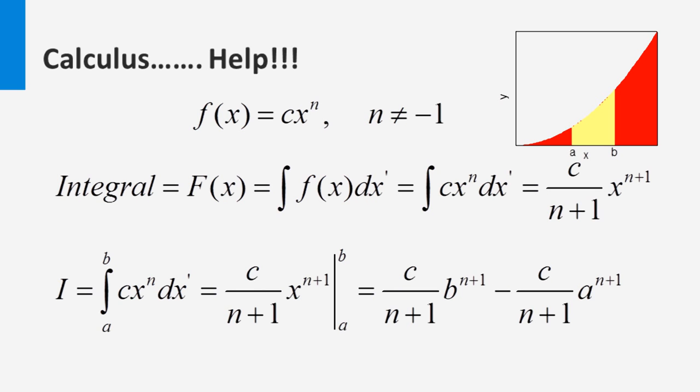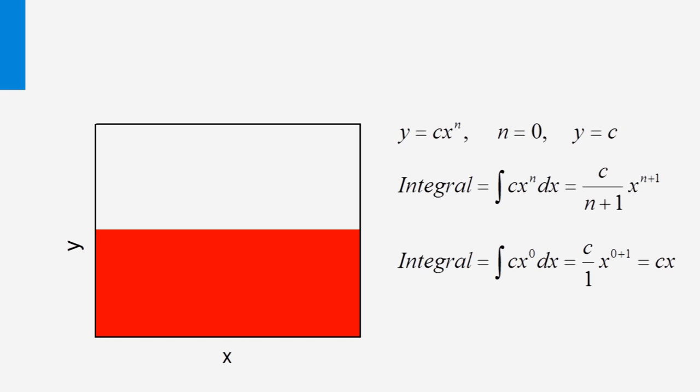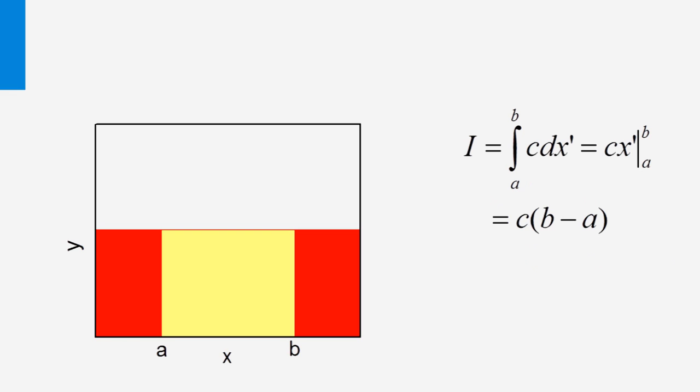Let's give some examples. First, we consider the function f(x) is constant, c. In this case, n is equal to 0. Using n is equal to 0, we can deduce the integral function. The integral of this function is c times x. And if you would consider the area between the boundaries b and a, this would be c times b minus a.